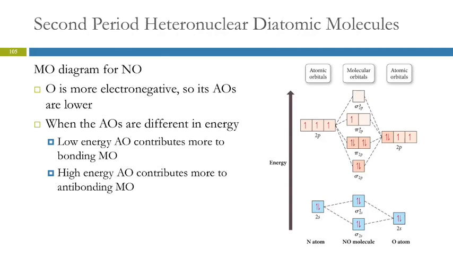So we put the electrons in here. Nitrogen has 5 valence electrons. Oxygen has 6. That's a total of what, 11? So we've got 2, 4, 6, 8, 10, 11. So we can look at that, we can calculate its bond order, we can predict whether it's paramagnetic or diamagnetic. It's paramagnetic.